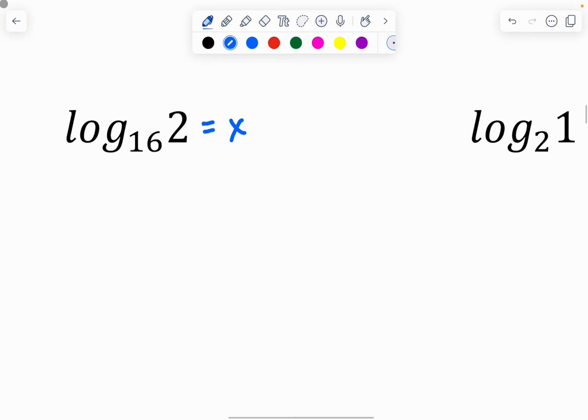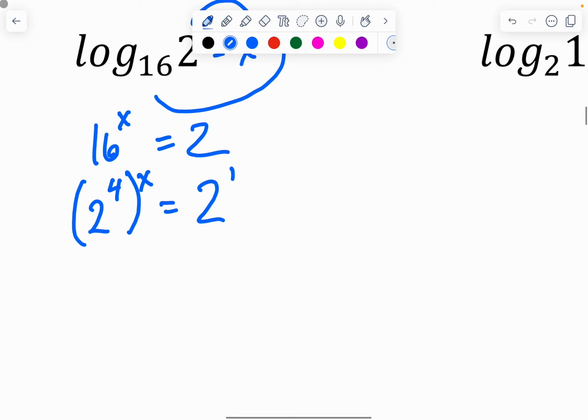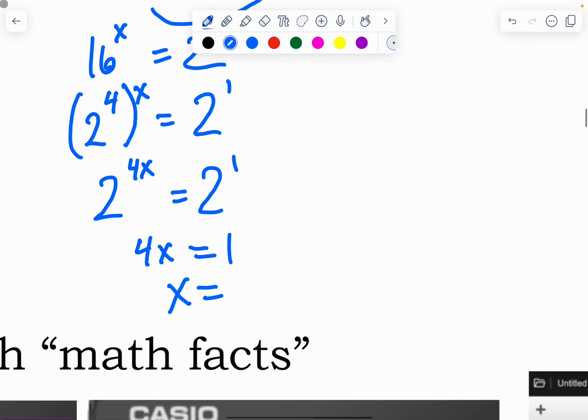All right, another "I heart logs." 16 to the x equals 2. Well, I know there's a 2 and here's a power of 2. I'm counting on my fingers, which you can't see: 2, 4, 8, 16. So this is 2 to the 4th to the x is equal to 2 to the 1. Power to a power, we multiply. This becomes 2 to the 4x equals 2 to the 1. 4x equals 1. Now I divide by 4, and I get x is equal to 1/4.